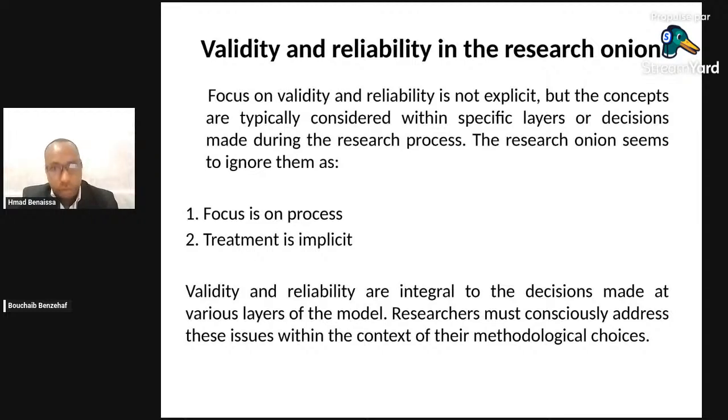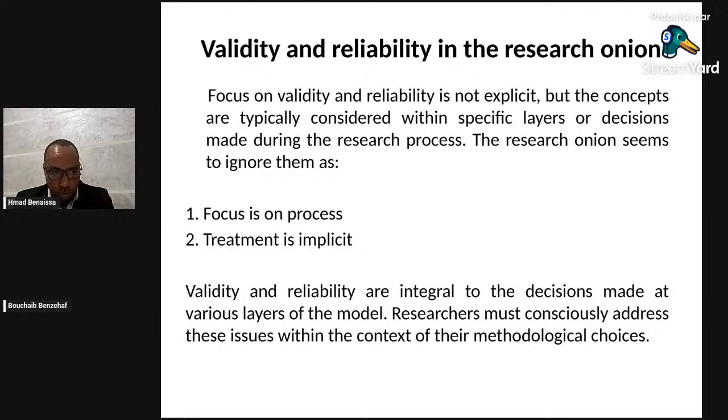Well, validity and reliability in the research onion. Focus on validity and reliability in the research onion is not explicit, but the concepts are typically considered within specific layers or decisions made during the research process. The research onion seems to ignore them because it focuses on the process and it treats them implicitly. Validity and reliability, by the way, are integral to the decisions made at various layers of the model. Researchers must consciously address these issues within the context of their methodological choices.